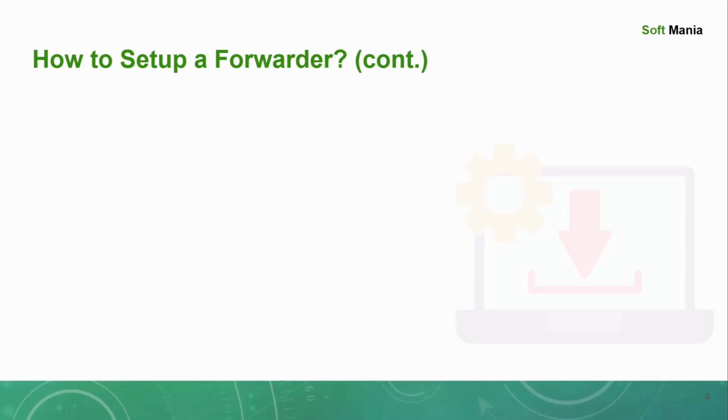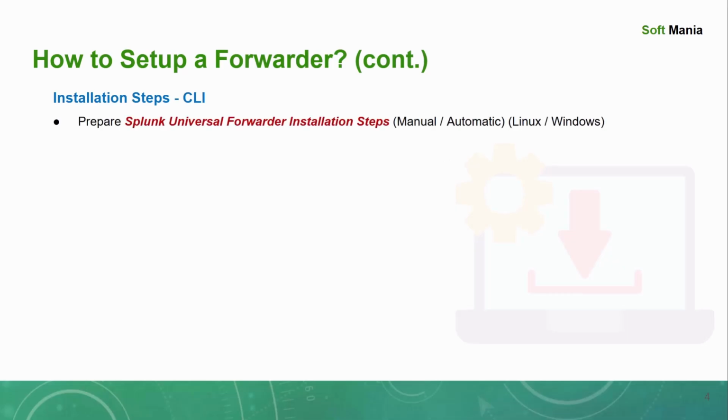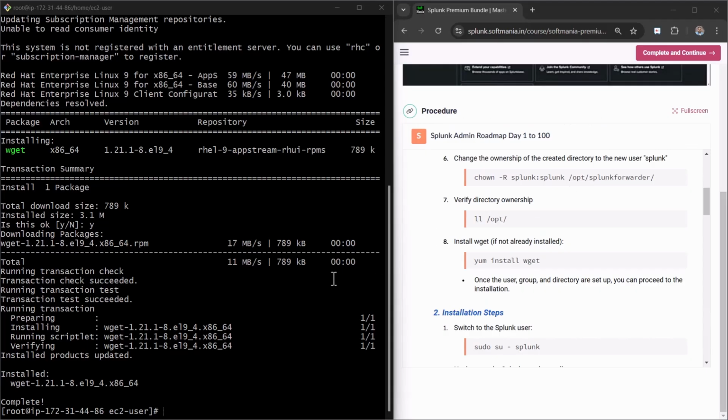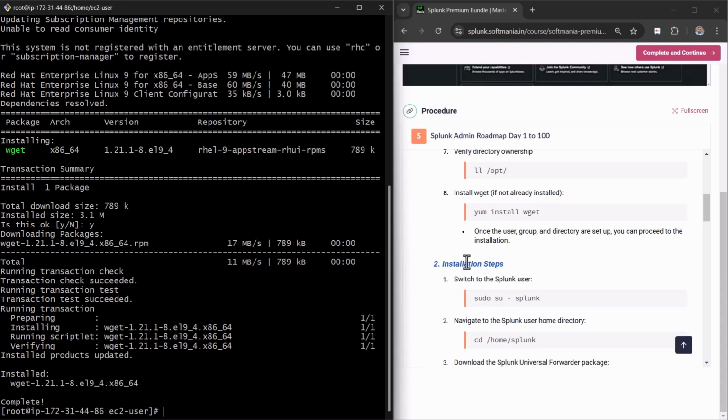The next one is the installation steps. We're going to use CLI commands to install the Splunk Universal Forwarder. So you can decide whether it is a manual or automatic installation. Depending on whether you have Linux or Windows machines, the commands might change. Once you have the steps documented, we can directly go ahead and install the Universal Forwarder. For that, let's follow the same document, where we have the steps documented.